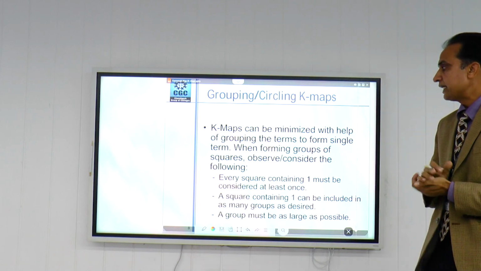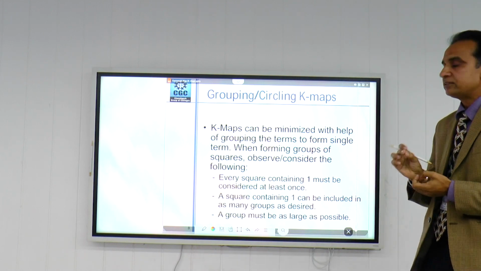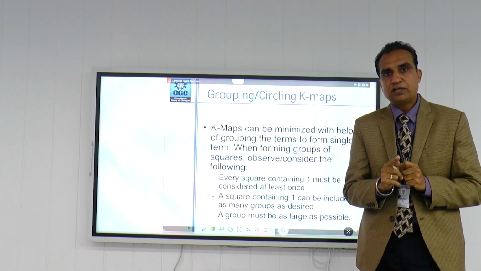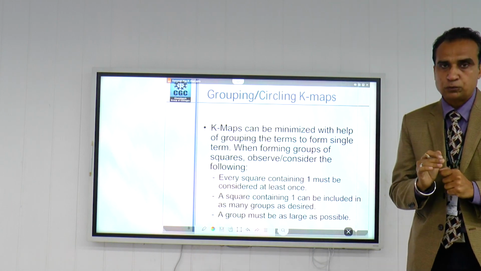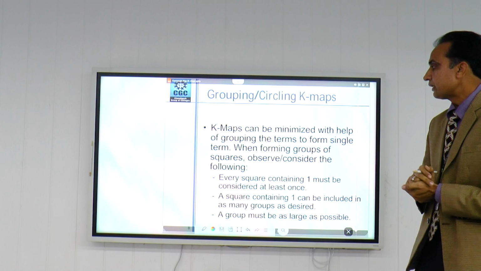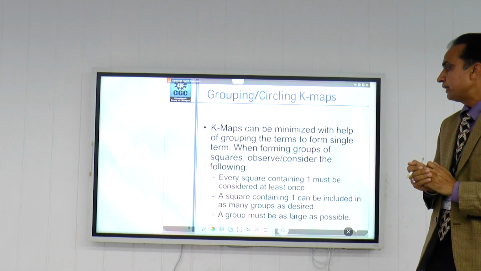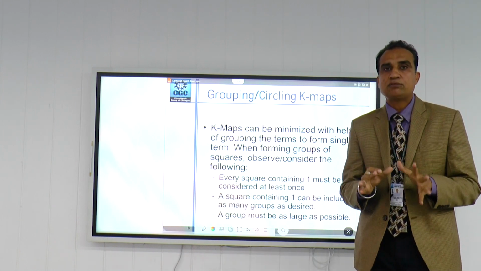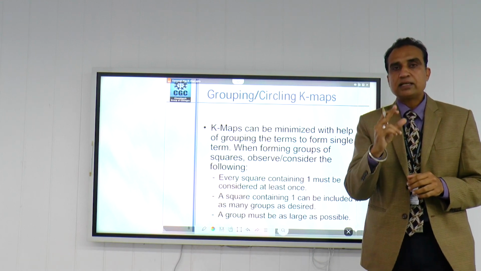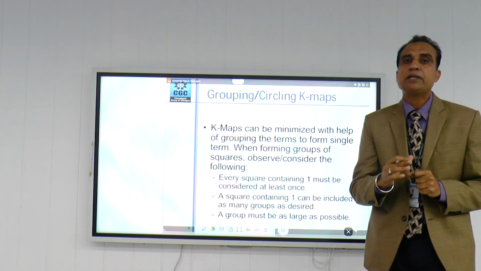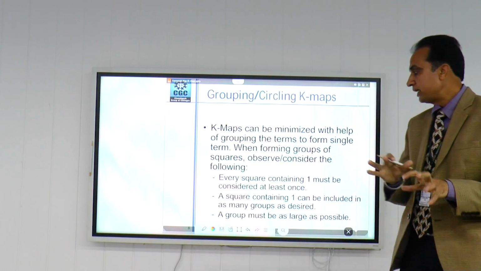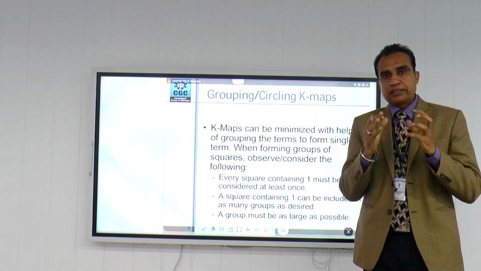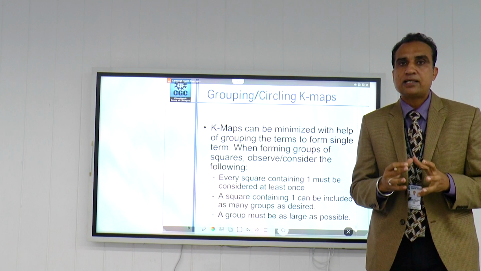Those points are, first one is every square containing 1 must be considered at least once. Every square which contains 1, which is filled with 1, should be considered in the grouping at least one time. A square containing 1 can be included in as many groups as desired. Means there is overlapping of the groups. One single value can participate in more than one group, meaning groups can overlap. A group must be as large as possible. We should keep in mind that the group should be as large as possible.